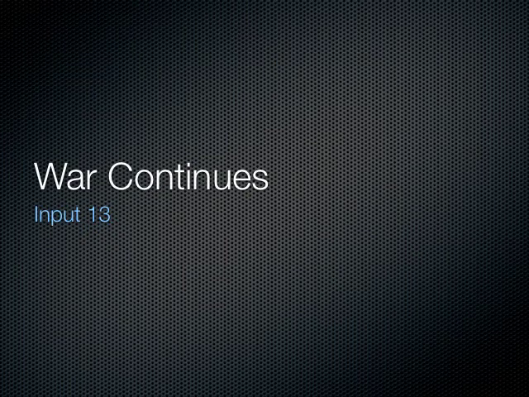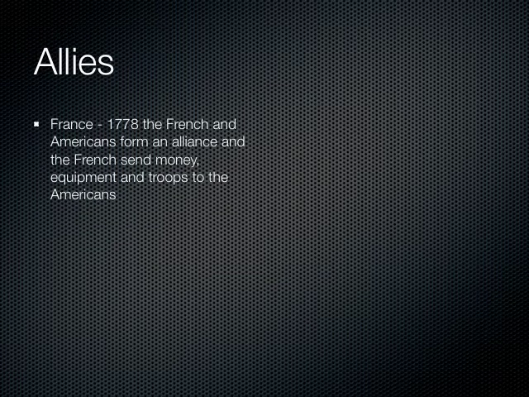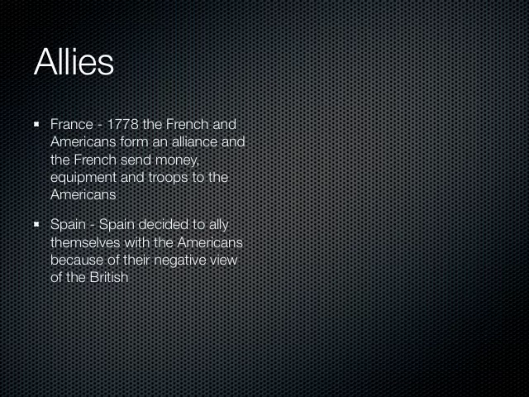So the war continues. This is input 13 in your interactive notebook. Allies start to come to our aid. France, 1778, the French and Americans form an alliance. The French send money, equipment, and troops to the Americans. This is a big deal because the French hate the British and they have money, something that the colonists do not. Spain decided to ally themselves with the Americans because of their negative view of the British.